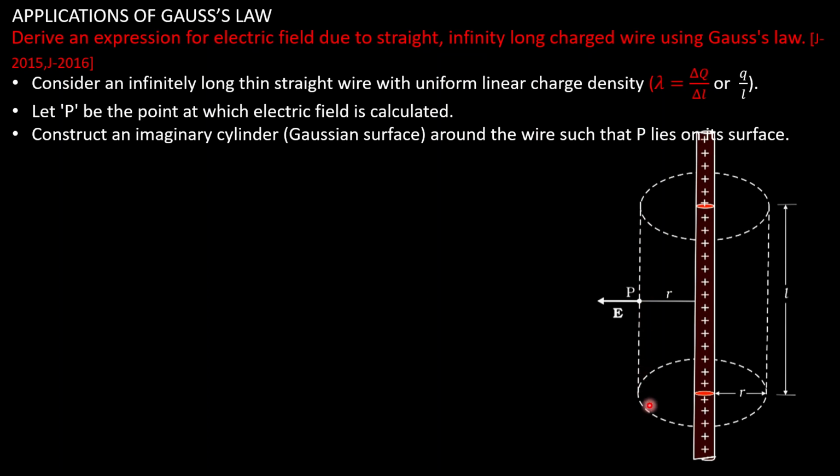From there we have taken a Gaussian surface which is in the form of a cylinder. You can consider an example, a comparison, to understand more clearly. We'll take a tube light as an example to make ourselves understandable. We have taken a tube light.